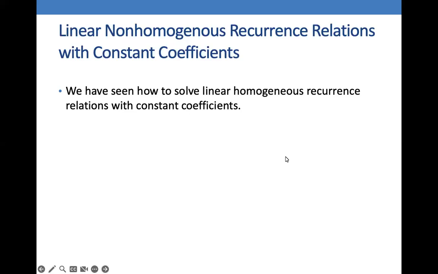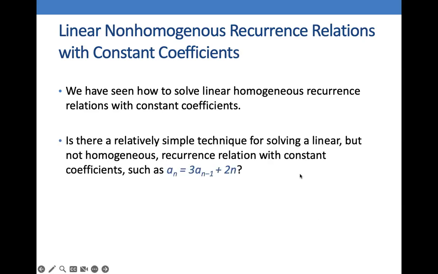In this video, I am going to discuss linear non-homogeneous recurrence relations with constant coefficients. We have seen how to solve linear homogeneous recurrence relations with constant coefficients. When we say linear non-homogeneous recurrence relations, we refer to a recursive formula that describes a sequence where each term is a combination of one or more previous terms also. But there is a twist. There is the addition of a non-zero constant term.